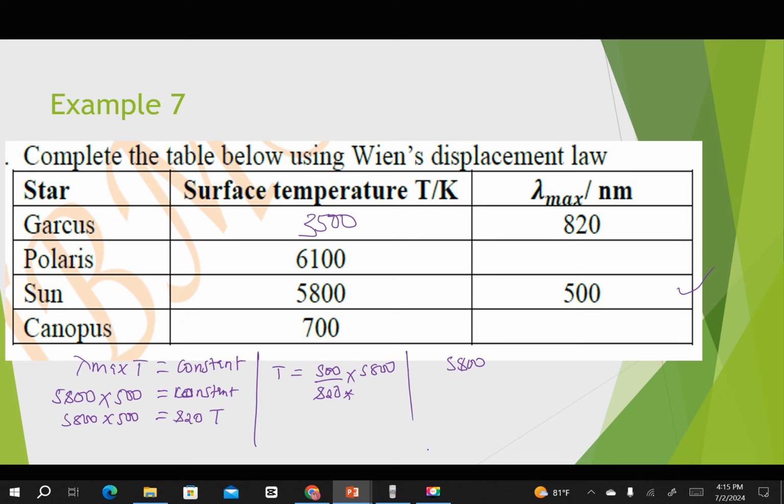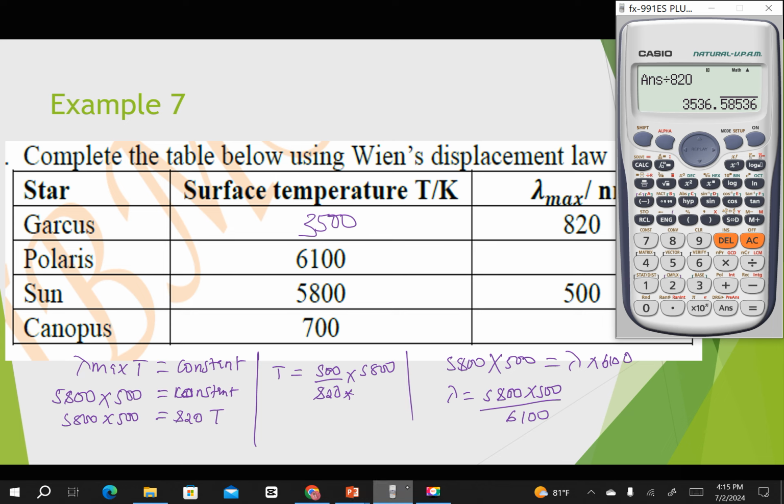5,800 times the wavelength, which is 500, equals lambda times the temperature, which is given as 6100. So it means the wavelength is going to be the constant 5,800 times 500 divided by 6100. So 5,800 times 500 divided by 6100. So that is, at two significant figures, 480.